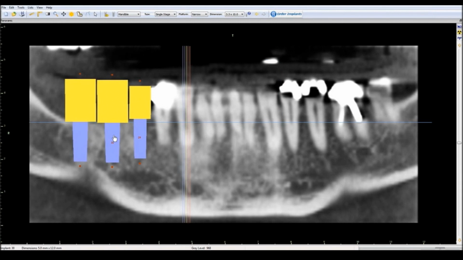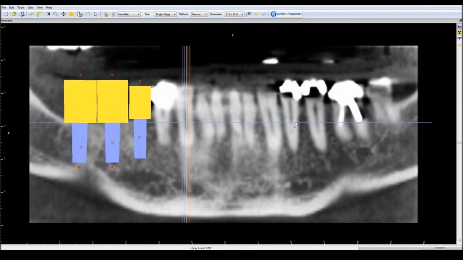I would duplicate this, slide it over, and for as many teeth as you have in a row, they will be parallel to each other, and the spacing between them will be right on the money. You don't have to measure the spacing between them. You don't even have to know the spacing between them. It's all based upon the future tooth position.